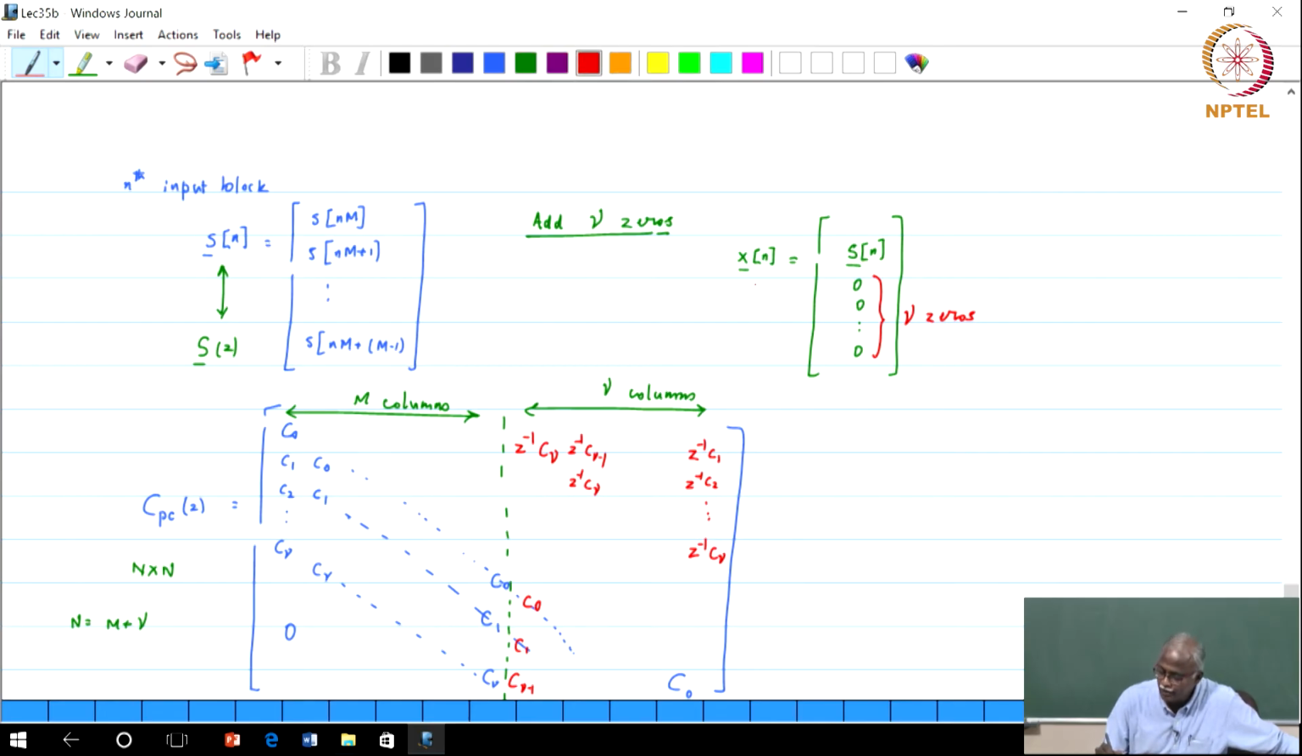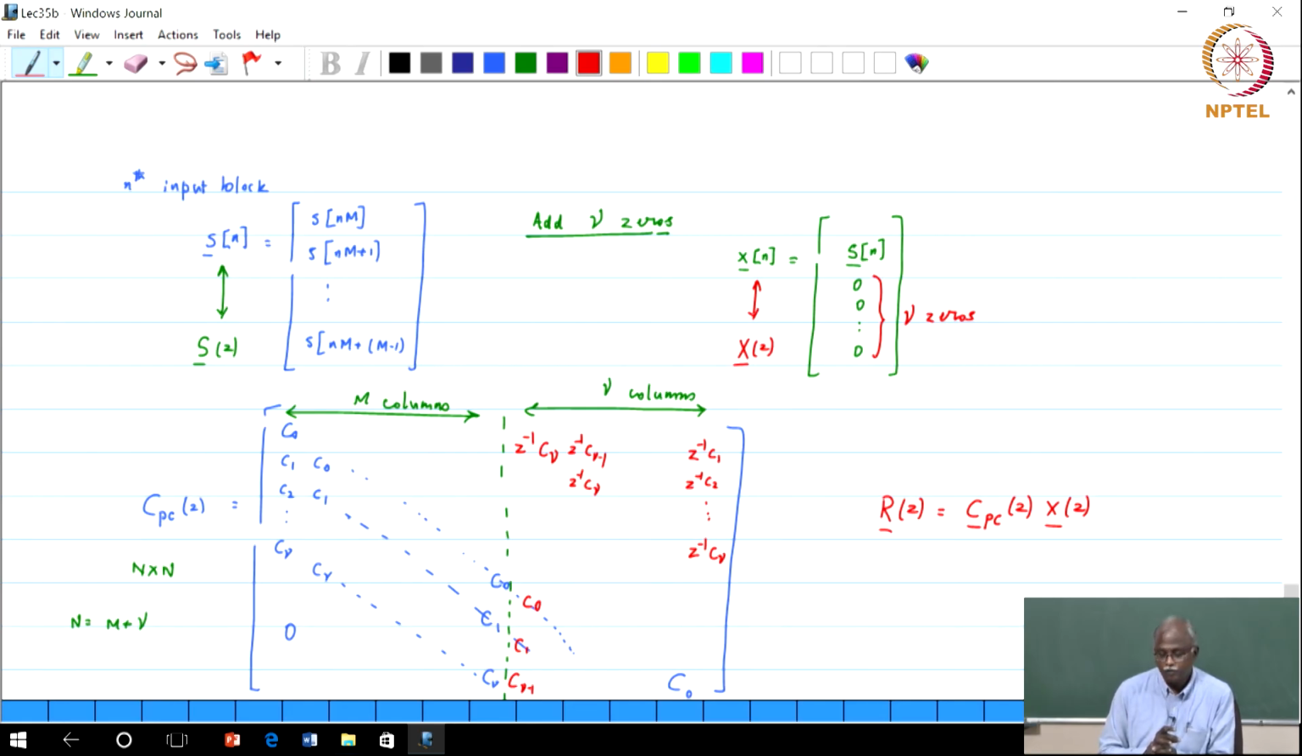In the same way, I talk about a block Z transform for X, that will be X of Z. Basically, these vectors are written in the form of a Z transform. Given this notation, in the block Z transform of the received vector, there is an R that comes out of the pseudo circulant matrix. The block Z transform of the received vector is nothing but C_PC of Z times X of Z.